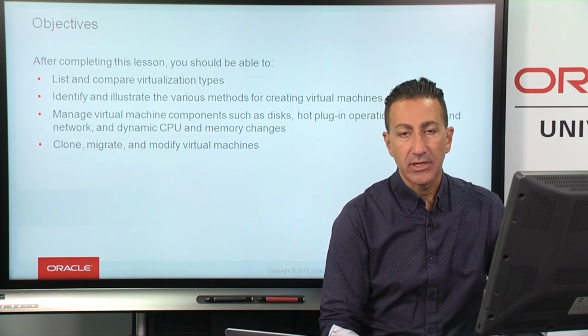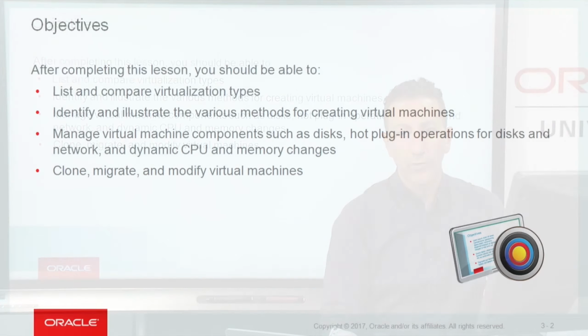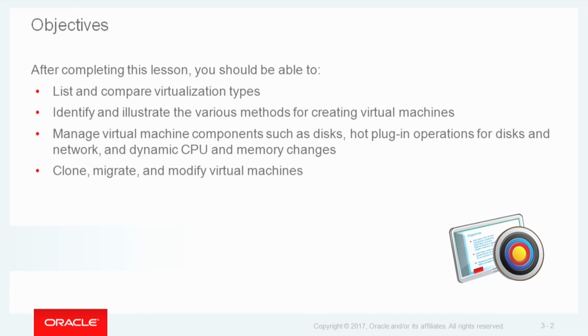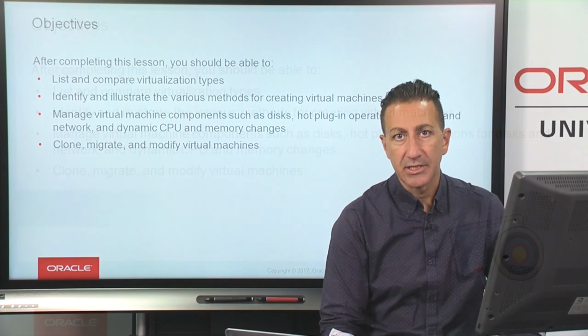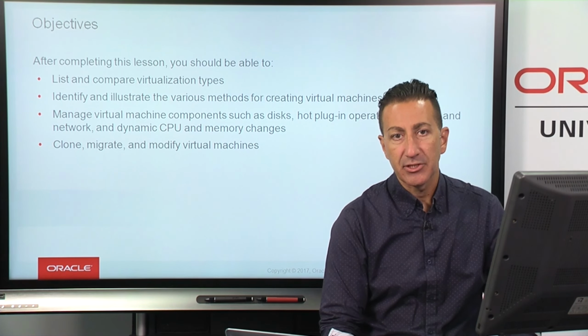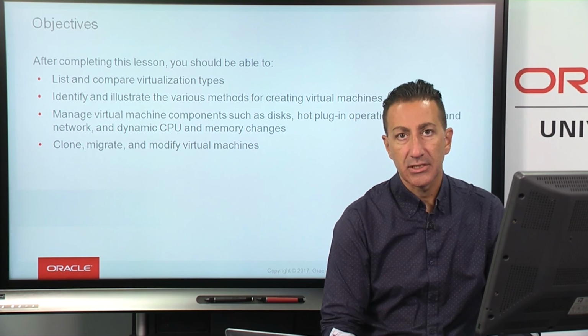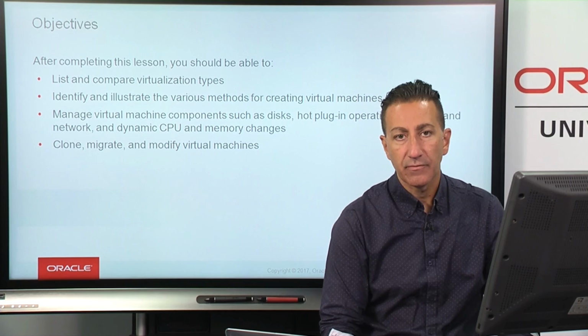The next topic is to identify and illustrate the various methods for creating virtual machines. We could create the virtual machines from scratch using the ISO images that contain your operating system. And in addition to this, we could create the VMs using cloning methods, simple and advanced methods. And to do so, you could use existing VMs, or if you want, for example, you could try to use templates or assemblies.